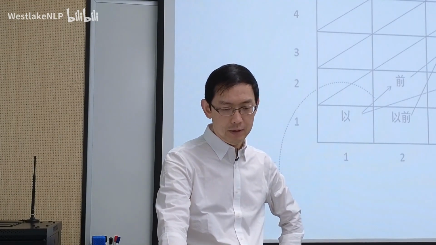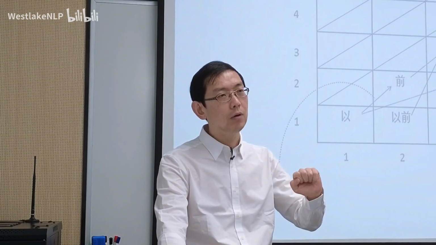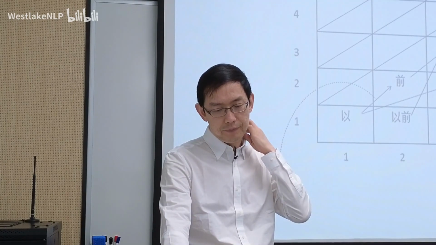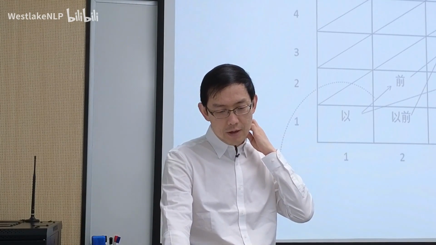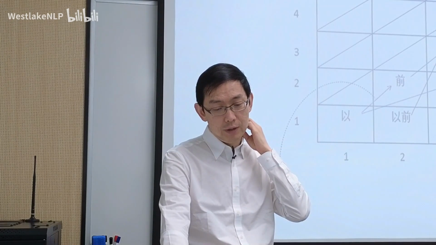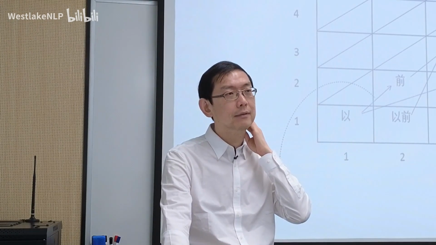All right. After you fill the second row, you fill the third row. Third row starts from the third column, which means the highest scored subsequence where the last word is 天.